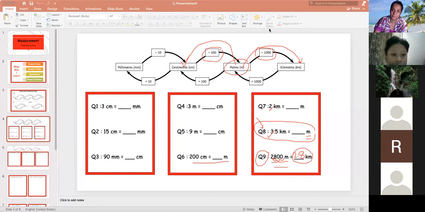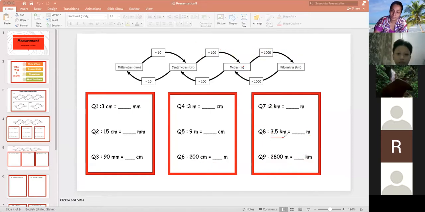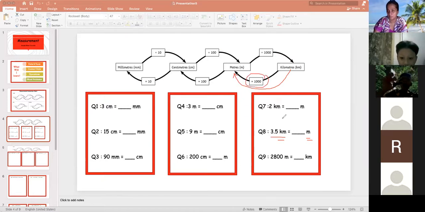Question 8. Question 8 is 3.5 kilometer tukar kepada meter. So kilometer tukar kepada meter. You do this. You times 1,000. That's well done. Okay. Now I see your answers. Very good. So you times 1,000 means you move your decimal to the right 3 places. So how can you get 3,800 when this is 5? Okay, it's 3,500.